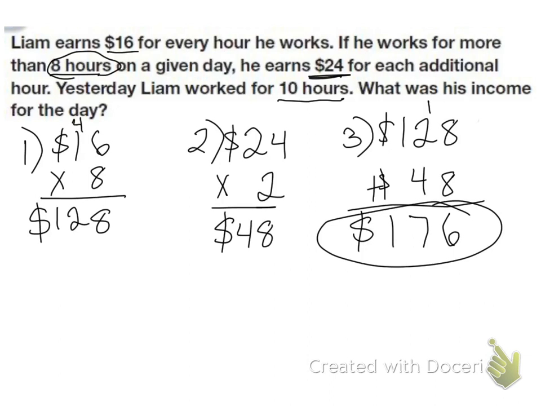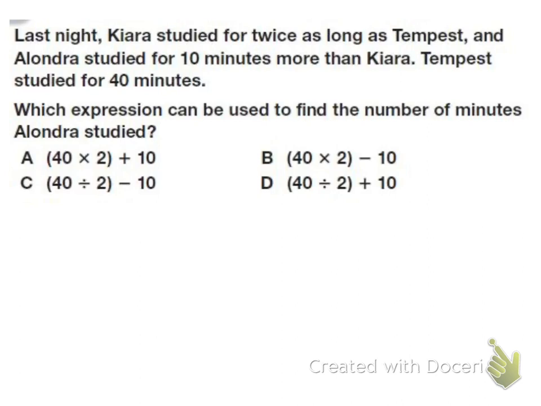Okay. All right. On this problem, it says, last night, Kiara studied for twice as long as Tempest, and Alondra studied for 10 minutes more than Kiara. Tempest studied for 40 minutes. What expression would I use to find the number of minutes that Alondra studied?